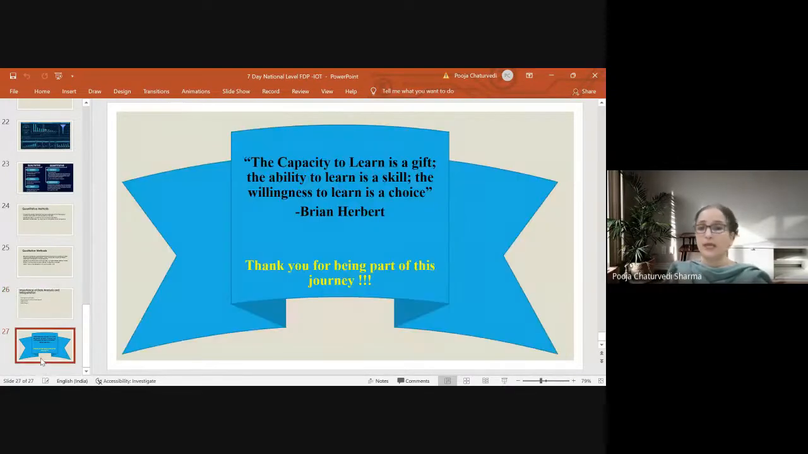So I will simply close this by giving a quote by Brian Herbert. The capacity to learn is a gift. The ability to learn is a skill. The willingness to learn is a choice.